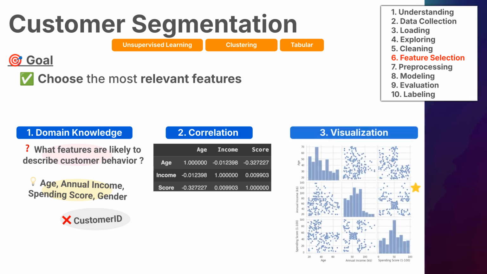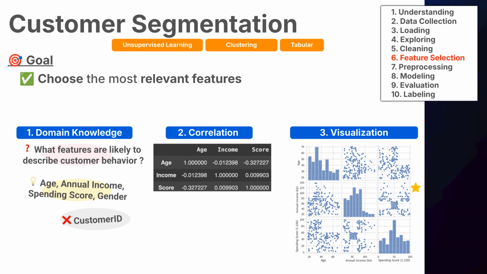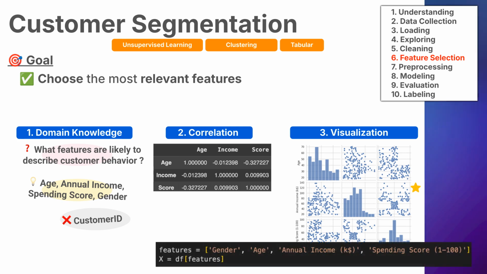From the visualization result of the exploration, we saw a clear variation in distribution in age, income, and spending score, and natural clustering is visible in 2D plots. That confirms they are good candidates. So based on these results, let's use these 4 features.